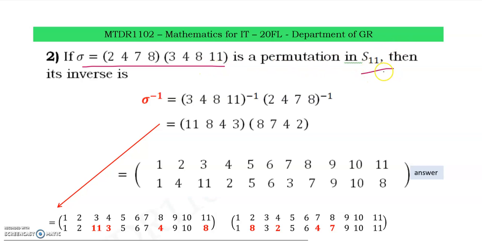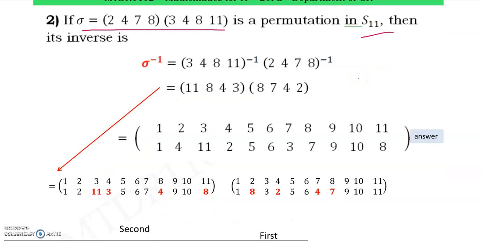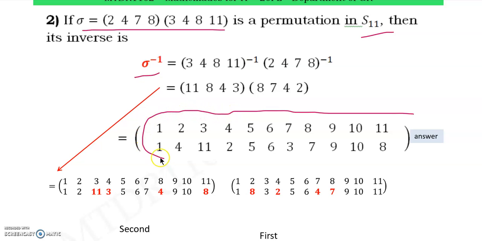It is a permutation on 11 elements in the set. Now we are going to find the inverse, by using the previous property. If you take the whole inverse, you write the first inverse, then this element goes to the second inverse. How to write the inverse of the cycle? Very simple, you write backwards. This 11 first, then 8, then 4, then 3. See here, 8, 7, 4, 2. Write backwards. Finish. After that, this is your answer.